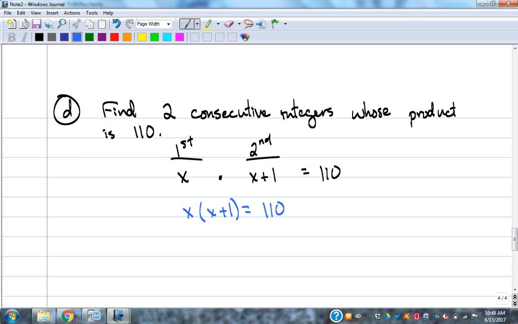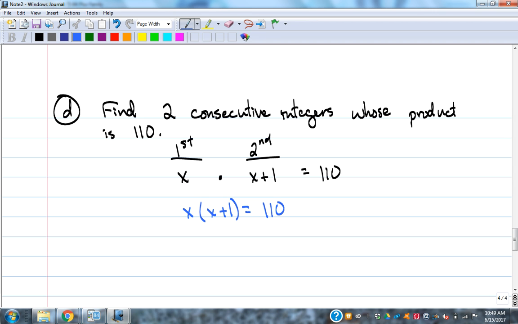If it said consecutive even integers, it'd be x and then x plus 2 for the next even one. Odd ones would be the exact same way, x and x plus 2. Because remember, even numbers are 2 apart. Odd numbers are still 2 apart too. Like to get from 3 to the next odd number of 5, it'd take 3 plus 2. So if it's consecutive integers, it's going to be x and x plus 1. If it's consecutive odd or consecutive even integers, it's going to be x and x plus 2 as your setup on the left side. And then the product is always just a number on the other side.